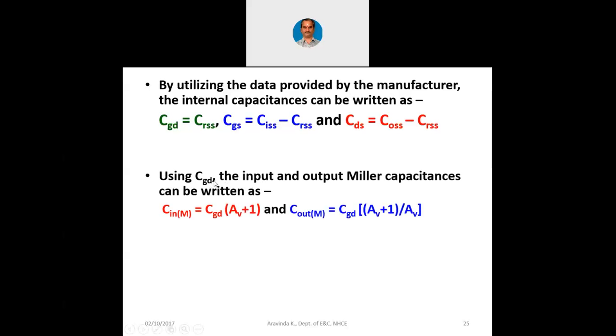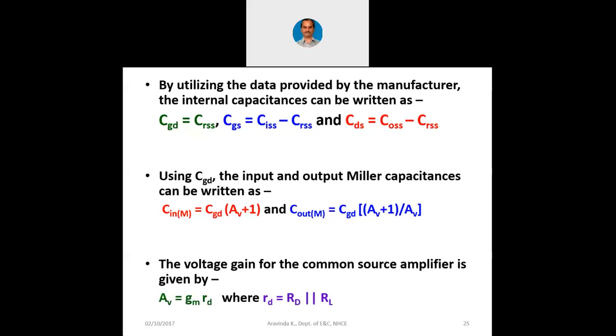Using CGD, the input and output Miller capacitance also can be written: C in with Miller as CGD into (AV plus 1), and C out of Miller is CGD into (AV plus 1) divided by AV. It is writing the same Miller's equation in contrast with the approach which Boylestad had used. But the net result is always the same.